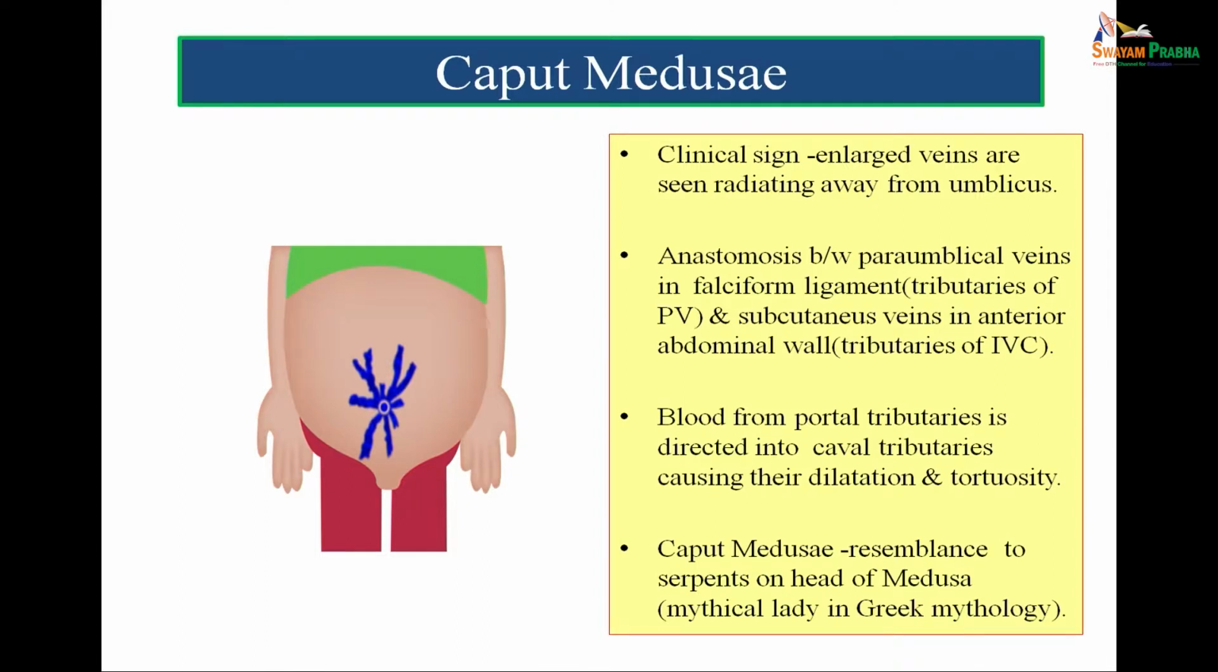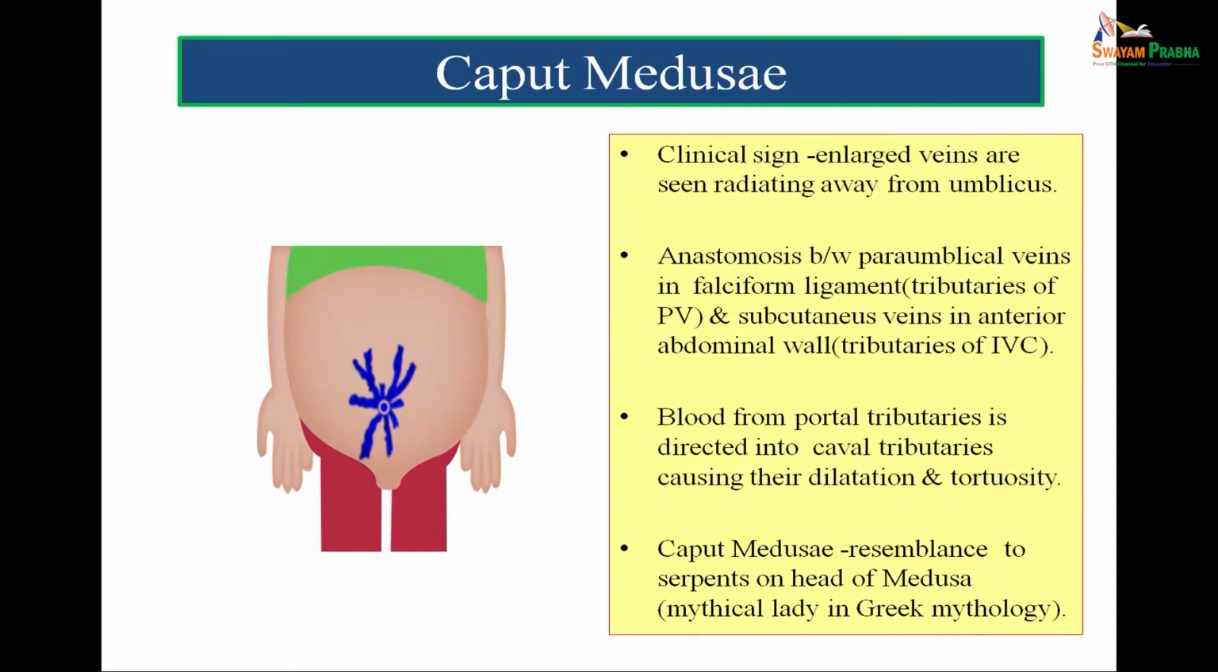Here, what is happening is that the anastomosis between the paraumbilical veins in the falciform ligament, which are coming from the left branch of the portal vein, so they are the portal component, and the subcutaneous veins in the anterior abdominal wall, which are tributaries of the inferior vena cava, so this is the systemic component. So, this anastomosis has opened up here. Blood from portal tributaries is directed into caval tributaries, causing their dilatation and tortuosity.